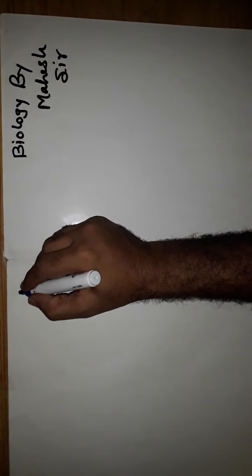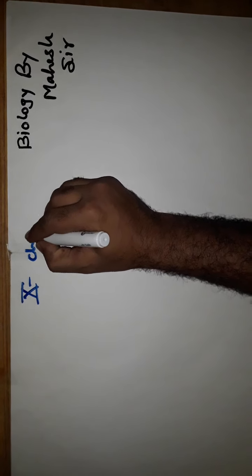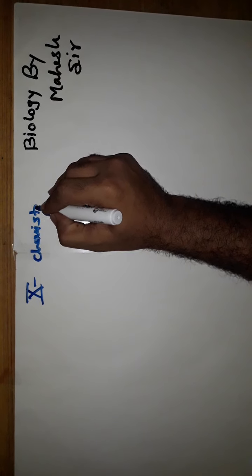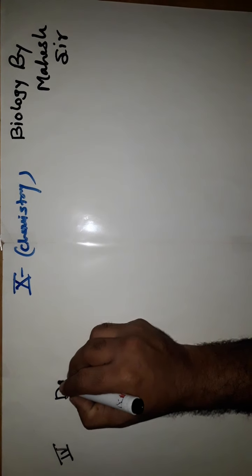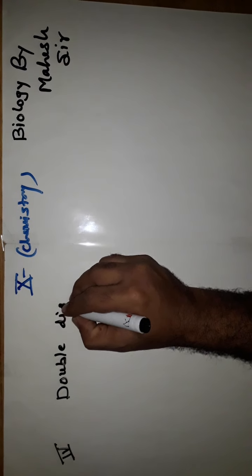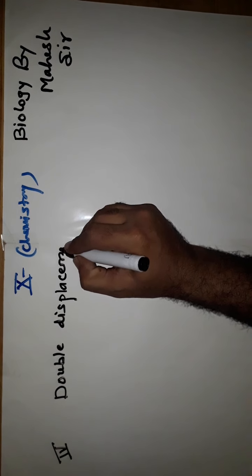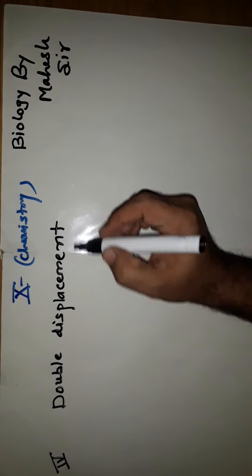Today we will take class 10th chemistry chapter, which is chemical reactions and chemical equations. In the last class we discussed displacement reactions. Now we take the fourth type of reaction, which is double displacement. The reaction which is double displacement.